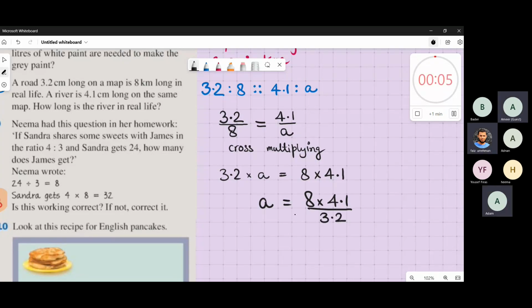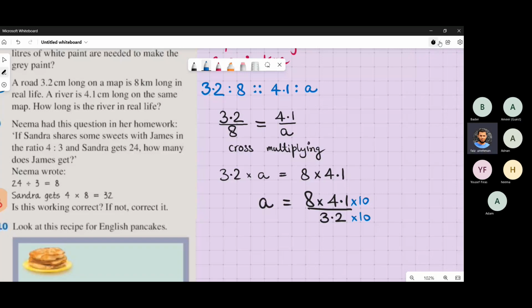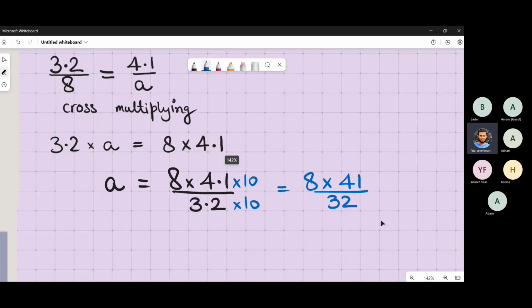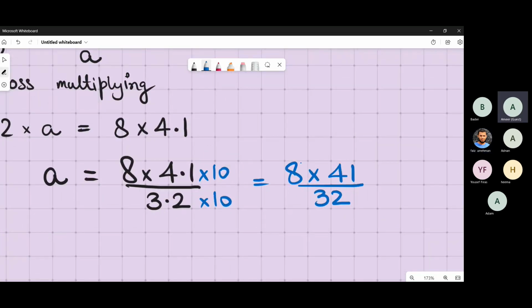Okay. Can we remove the decimal? Yes, multiply by 10. If we multiply by 10 here, to keep the balance, we have to do the same down. The good thing is, the decimal will be removed. So you have 8 multiplied by 41 over 32. Now, can we do simplification? Yes, a very simple simplification. 8 and 32, by 8. 1 multiply 41 over 4.